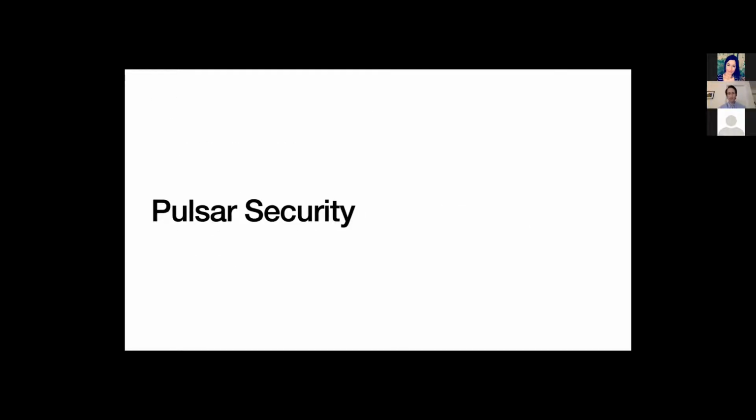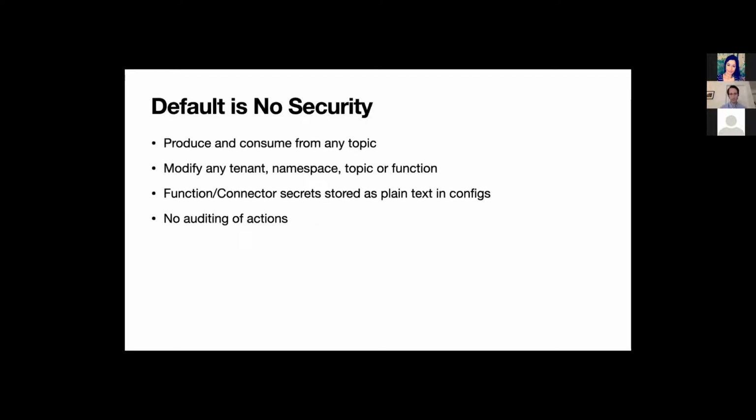Now I'd like to generally go over the Pulsar security model as it is today. As you can see, when you deploy a Pulsar cluster with the defaults, there is no security, which is not a very good way to run a Pulsar cluster in production. Any client that can connect to the cluster has the ability to consume and produce data to any topic. It can modify any resource, delete any resource like a tenant, namespace, topic, or function. There's no auditing of any action, so I don't know which client is doing which action.